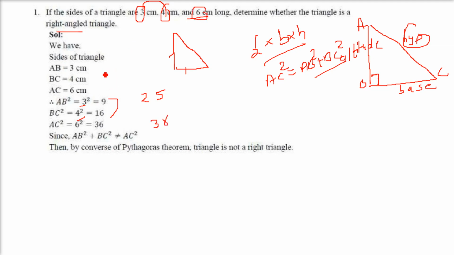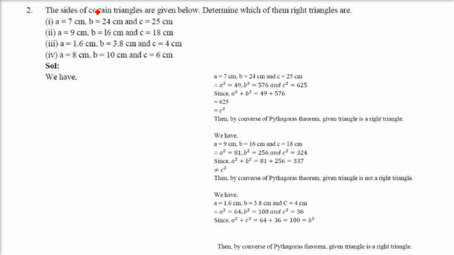So 25 is not equal to 36. That is why this is not a triangle following Pythagoras theorem. That means this angle is not 90 degrees, so it is not a right angle triangle. So this is a converse proving of Pythagoras theorem. Then again we'll see all these with the same scenario.